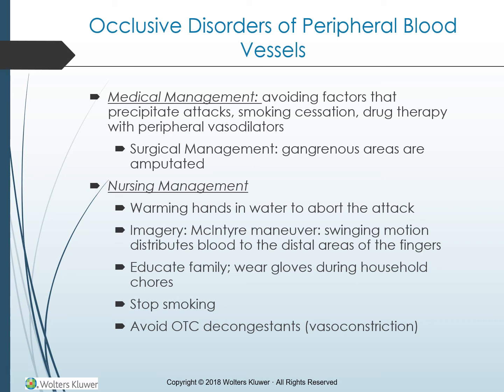Sympathectomy, which is cutting peripheral sympathetic nerves, may be performed, but because of disappointing results, the procedure is performed less frequently than in the past. Gangrenous areas are amputated.